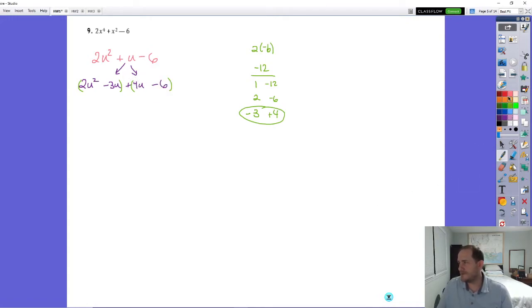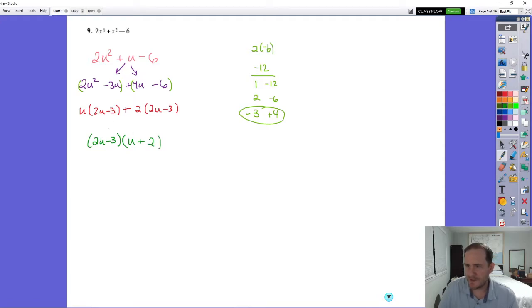Okay, factor out your GCF. So you can factor out a u and have 2u minus 3. And if we did this right, if it's going to work, then I factor a 2 out of this, and I get 2u minus 3. At which point I can factor out the 2u minus 3. And when I factor it out, I'm left with just the u, and I'm left with a plus 2. And that's going to be my final.